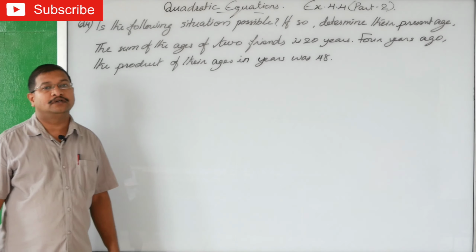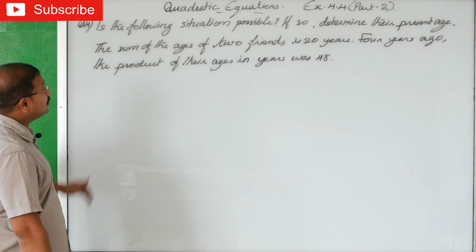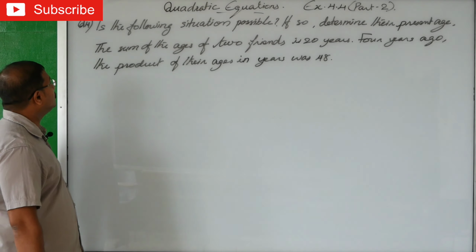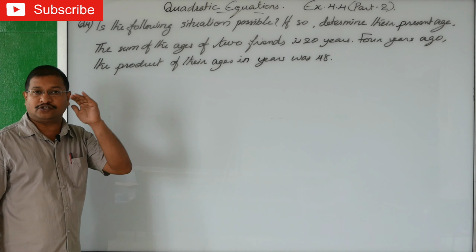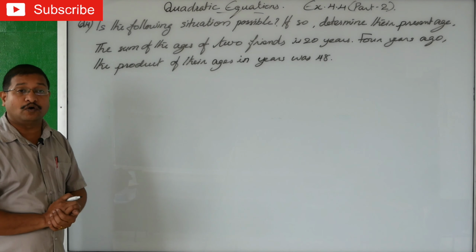Okay. Let's see the next question. Question number 4. I'll read the question once. Is the following situation possible? If so, determine their present age. The sum of the ages of two friends is 20 years. 4 years ago, the product of their ages in years was 48.